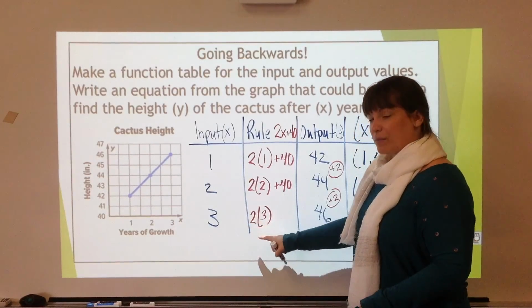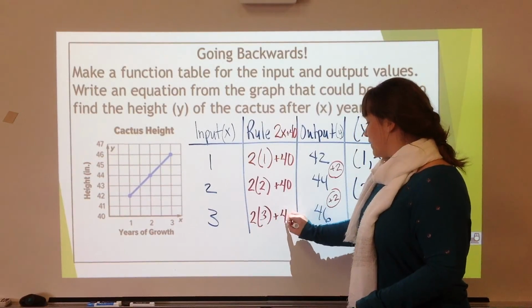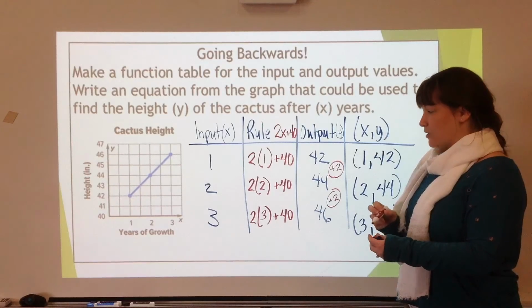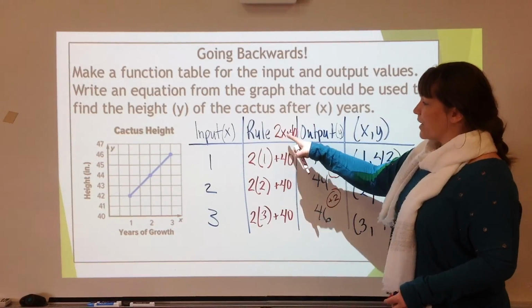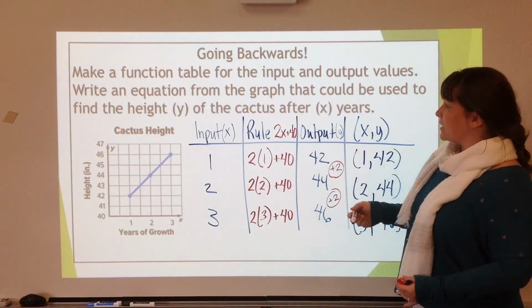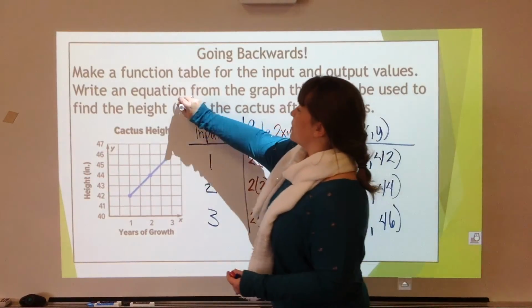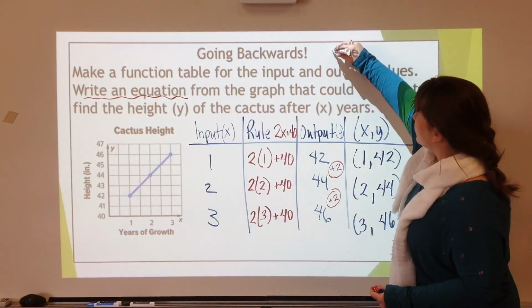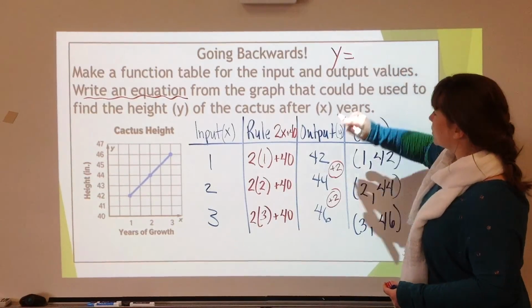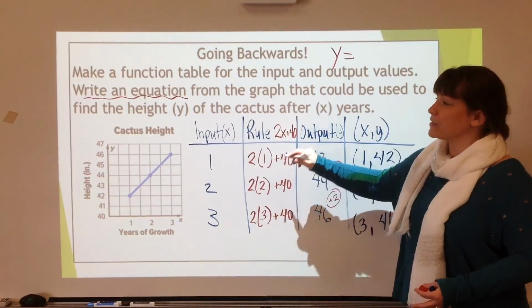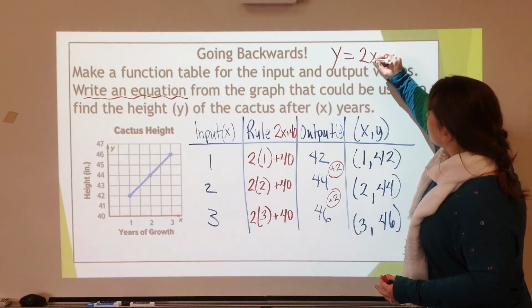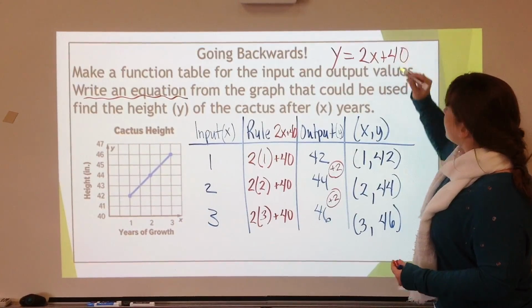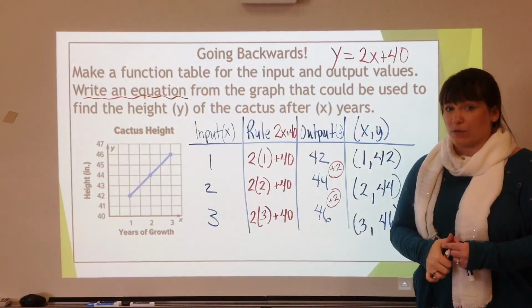6 is 2 times 3, and then when I add 40, I get 46. So my pattern is 2x plus 40. The last thing I have to do is write the equation. Just like before, in the beginning of this video, we start out with the y equals, and then whatever this pattern is, that's the other side of the equation. Y equals 2x plus 40.